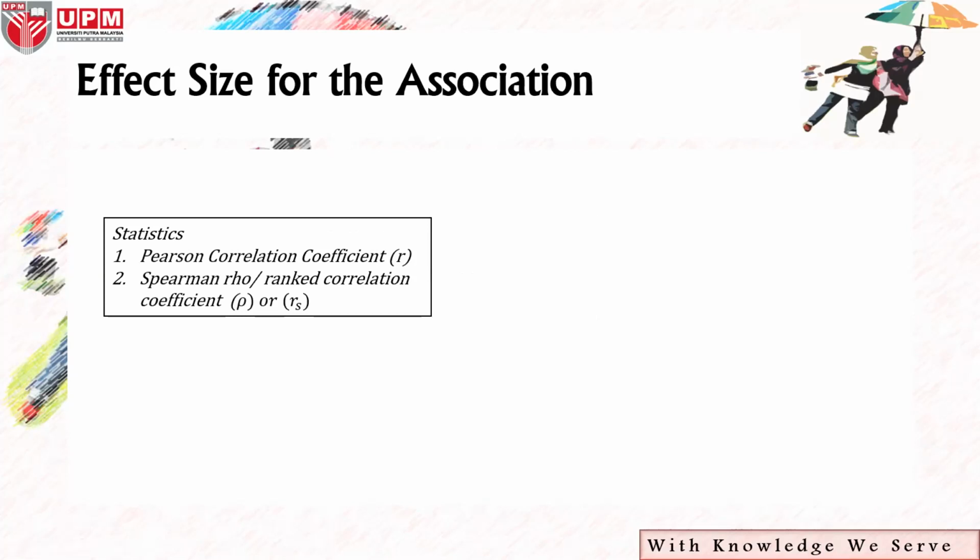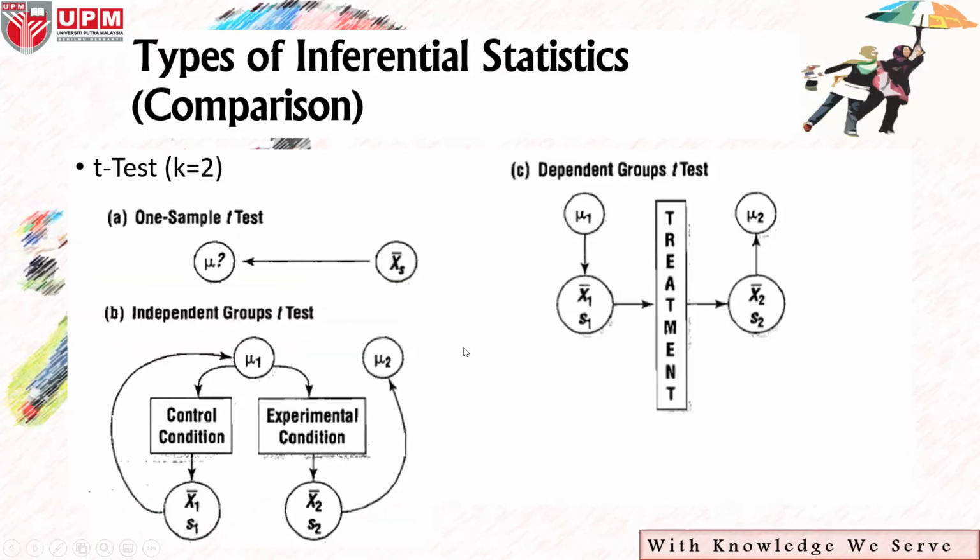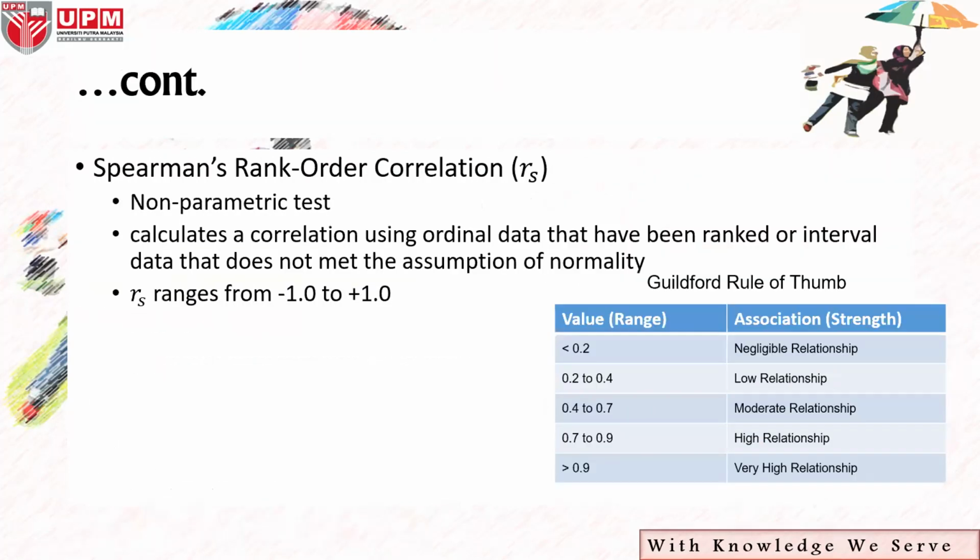Another one is effect size for the association, which we use after we run the Pearson moment correlation or Spearman rank order correlation. Kita pakai ni bila kita nak determine hubungan ni. This one has Guilford's rule of thumb. Saya tak letak kat sini. Ada kot kat sini. Ni, tak apa lagi.